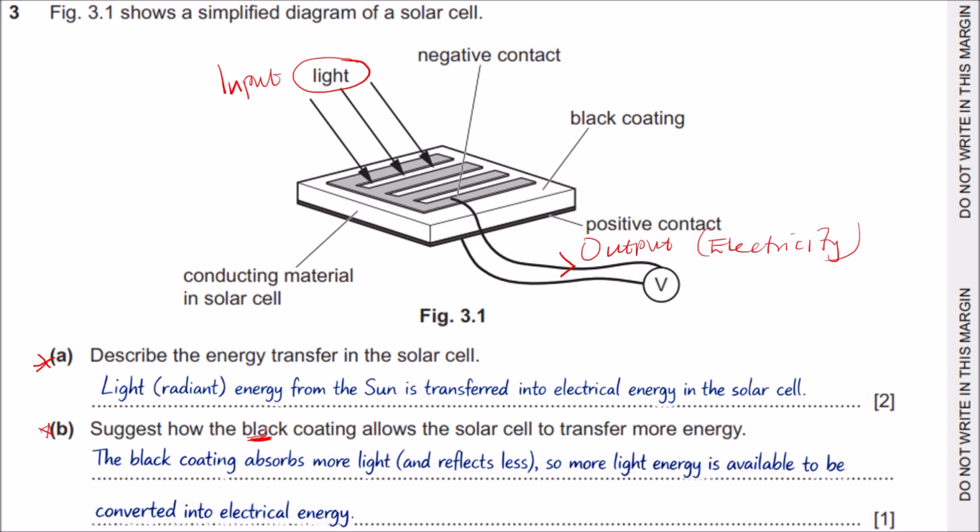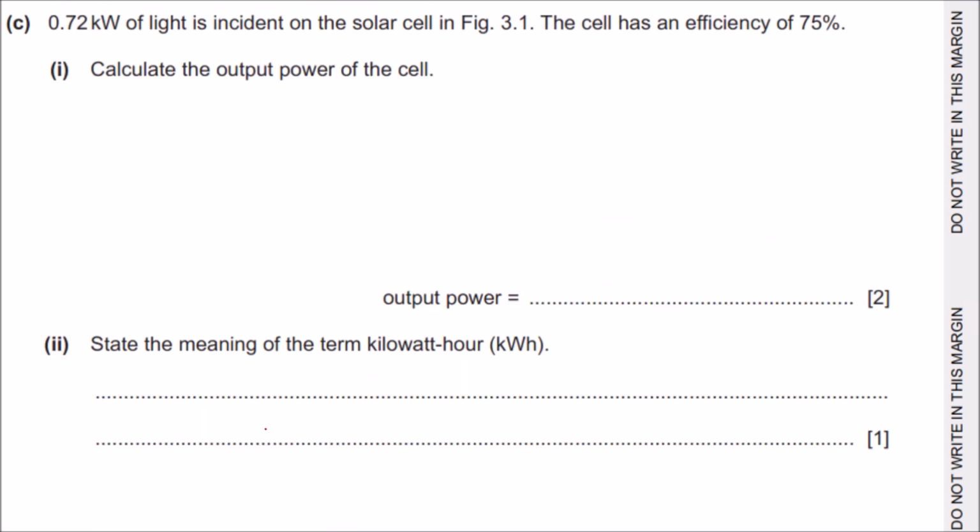With this, I will proceed to part C. Part C reads 0.72 kilowatts of light is incident on a solar cell in Fig 3.1. The cell has an efficiency of 75%. Item 1, calculate the output power of the cell. I prefer selecting data, then selecting the right equation. What are we given? We are given input power 0.72 kilowatts and efficiency at 75%.